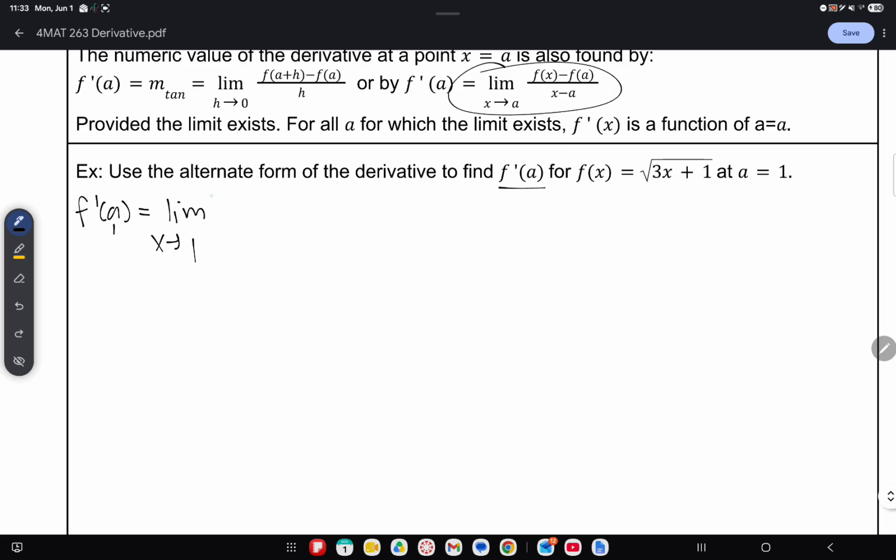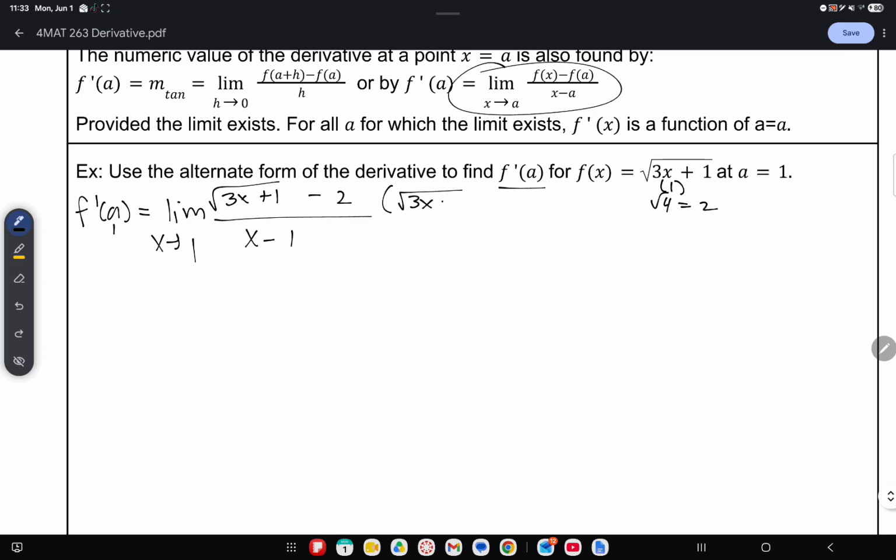So f of x is just the function, so square root of 3x plus 1 minus f of a. So that's me substituting in 1, so it's going to be square root of 4, which gives 2. And then all over x minus a. Well, uh-oh. If I try direct substitution in the denominator, I get 0. And I don't want there to be a 0 there. So let's see if we can rationalize.